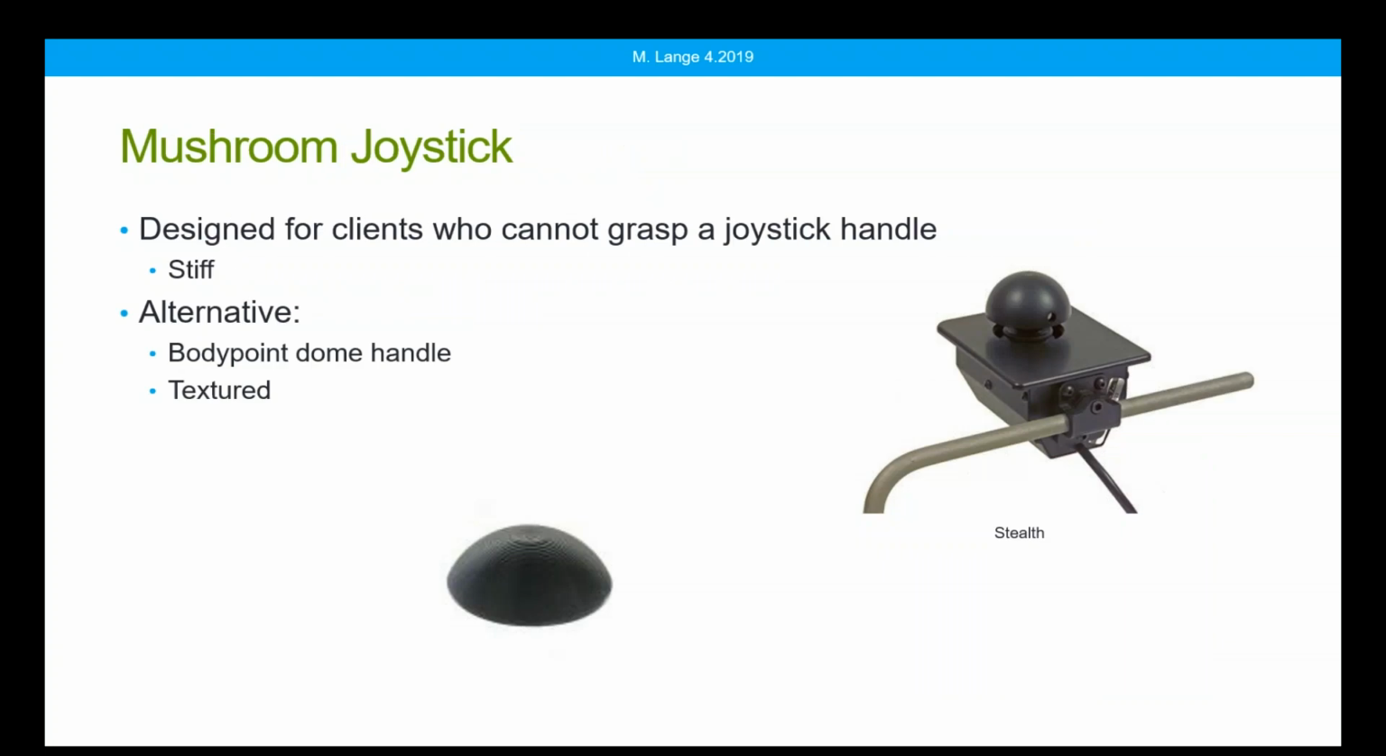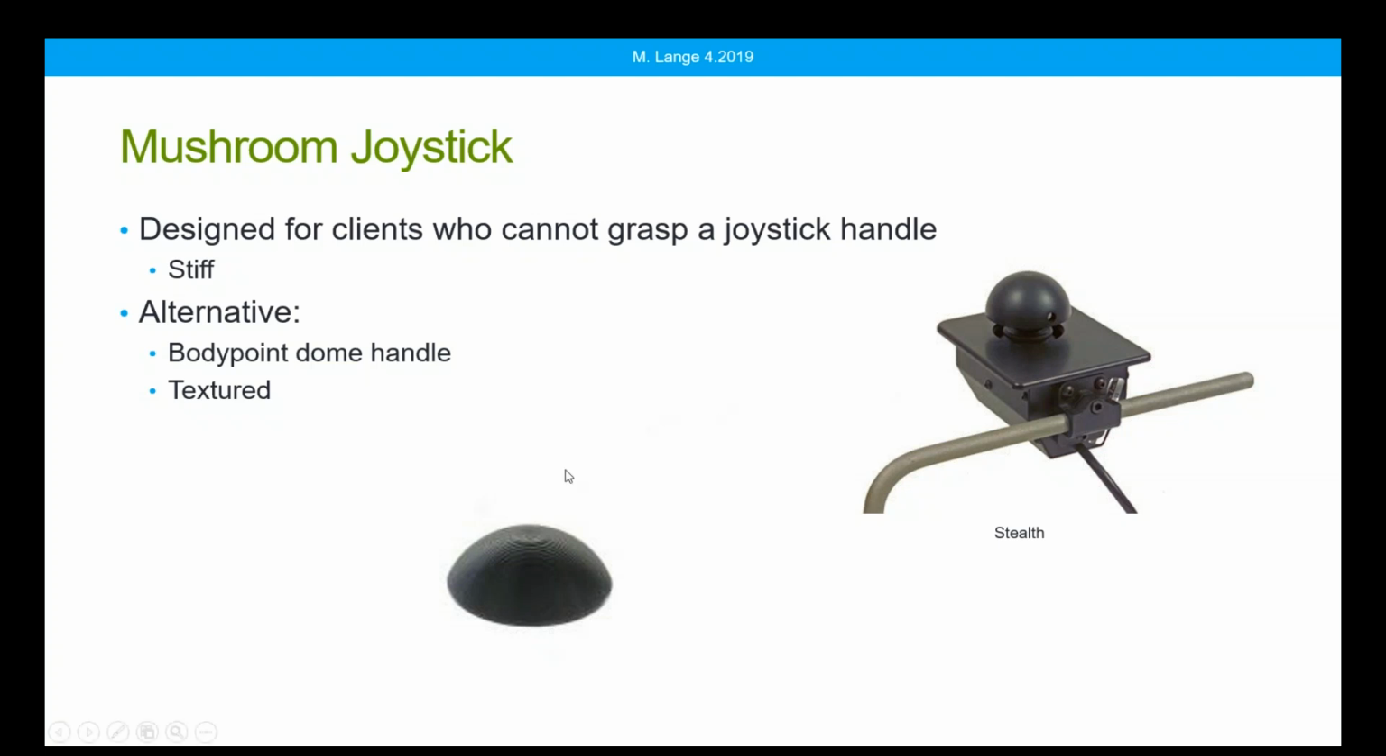So pictured on the right here, we have the mushroom joystick from Stealth, and it is designed for clients who have difficulty grasping a joystick handle. They can simply rest their palm over the surface of this mushroom-shaped handle. Now this can be a little stiff, meaning that it requires the same amount of force as a standard joystick. Some clients tend to slip off of this smooth surface, but there is a version of this available now that is dipped so that there's some texture to the handle to help the client keep their palm on that surface.